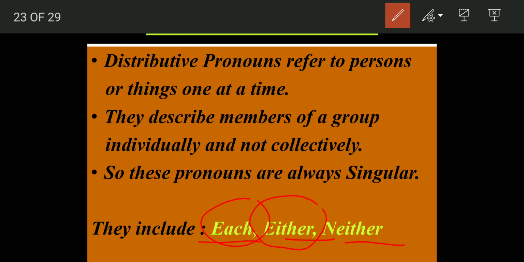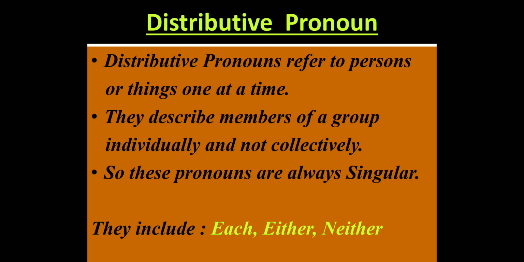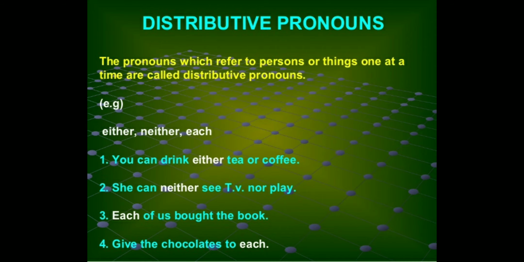Either of these boys will submit the copy. So there are 2 choices given, you're choosing one, that either this one or that one will do. Neither, that no individual will do it. So you're pointing out every individual, one person or a thing at a time. That is distributive pronouns. Let us understand with the help of examples. Here again the definition is given. Pronouns which refer to persons or things one at a time are called distributive pronouns. Either, neither, each. These are the terms for distributive pronouns.